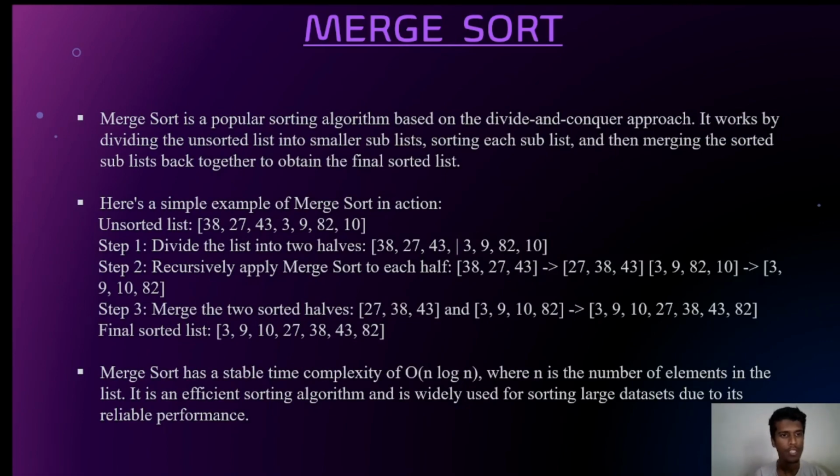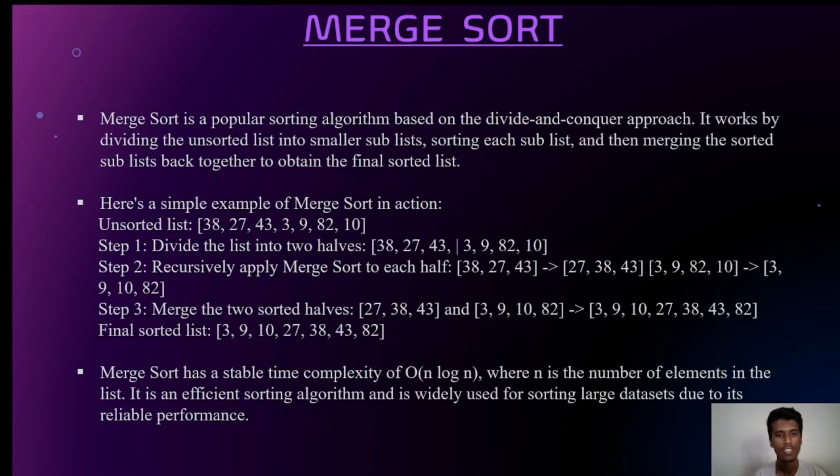Next we have merge sort. Merge sort is a popular sorting algorithm based on the divide and conquer approach. It works by dividing the unsorted list into smaller sublists, sorting each sublist and then merging the sorted sublists back together to obtain the final sorted list. Merge sort is based on the divide and conquer approach.